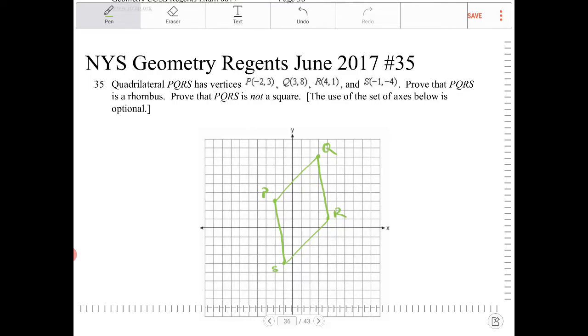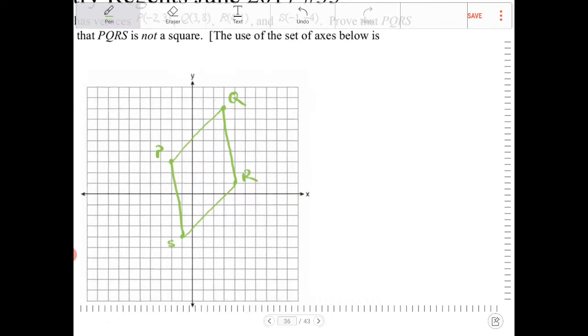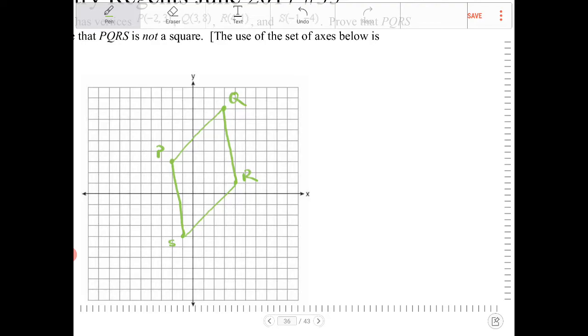Okay, so to prove whether PQRS is a rhombus or not, the only requirement for a quadrilateral to be a rhombus is that all four sides are congruent. That is not the only way that we can prove quadrilaterals to be a rhombus, but I always find that to be the most straightforward way. So I'm going to approach it that way.